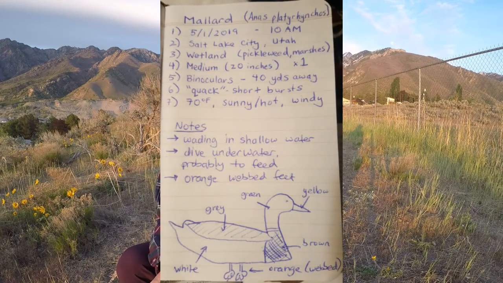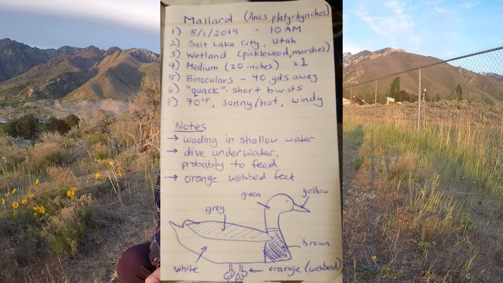When I make a new entry in my birding journal, first I like to start off by putting the date and the time. Next, I put my location. Then I put the habitat that I was in, and if I saw anything different about the surrounding water sources or the plant life. Next, I put a brief description of the bird, whether it was small, medium, or large. I give an estimation as to how big the bird was, and the quantity of birds that I saw.